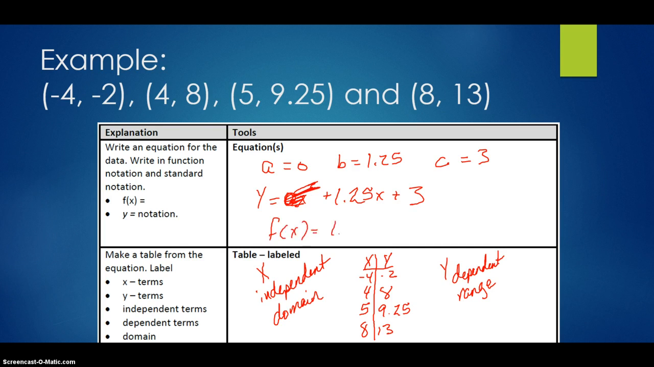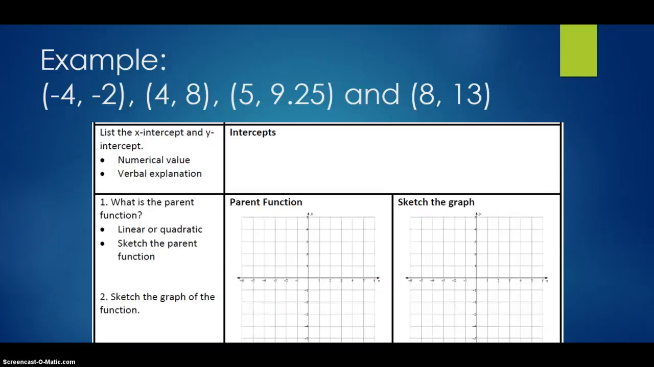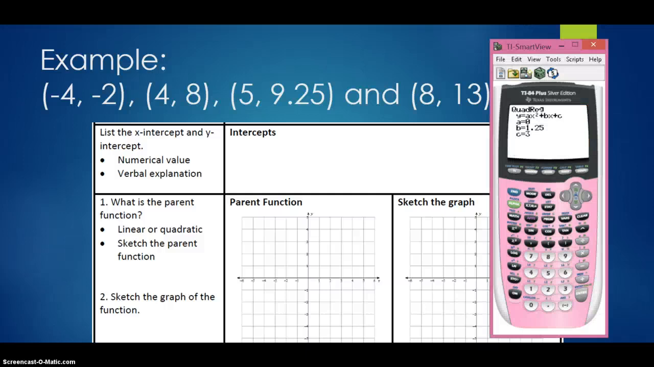Let's rewrite this in function notation, which we're asked to do. And there we have it. We have our linear function in both y equals notation and f of x notation. So already we filled out 2 cells of this table, and I think we're doing a good job. So let's keep going. After I've got the equation, it's not hard to put it into our calculator, our y equals 1.25x plus 3, and to look at a picture of it.